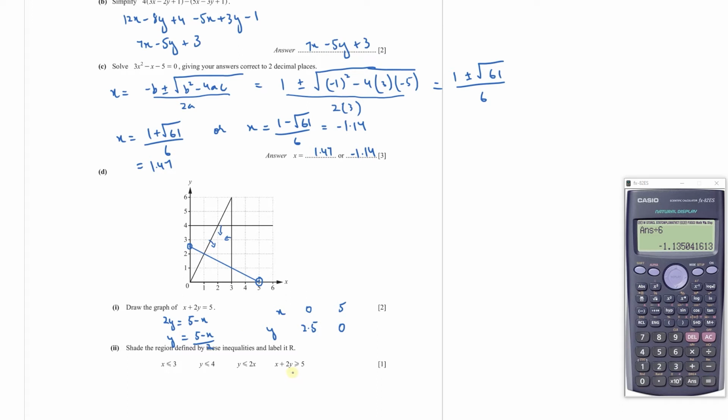And then x plus 2y is greater than equal to 5. So this is your equation line that you just drew in the first part for this equation. X plus 2y equals to 5. So the inequality here is greater than equal to. So that means above this line. So this is the region that you will shade, and you can label it R as well. So let me actually label it R.